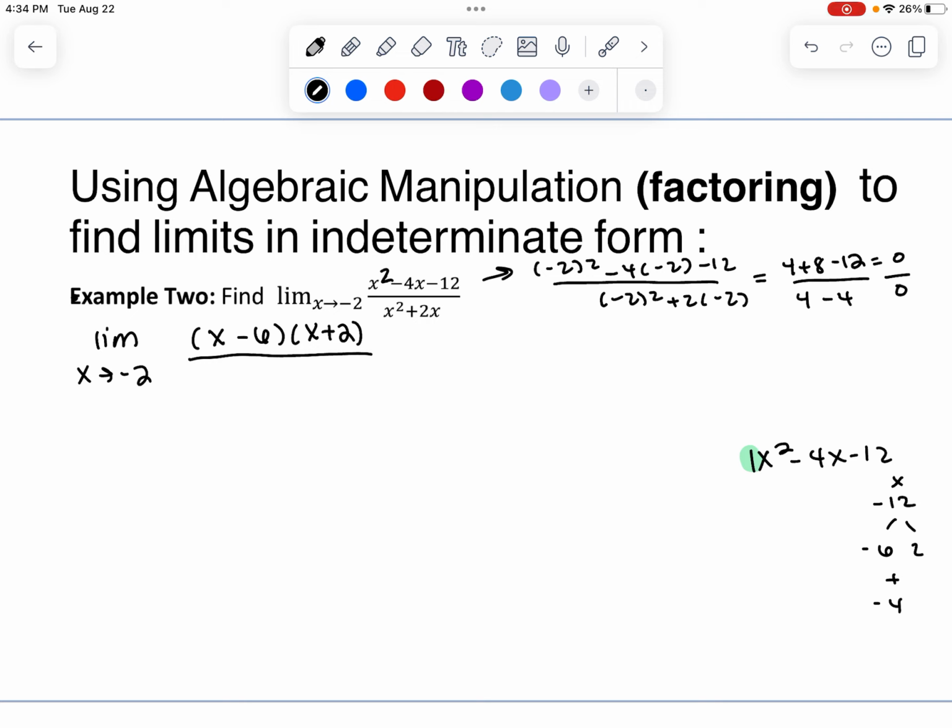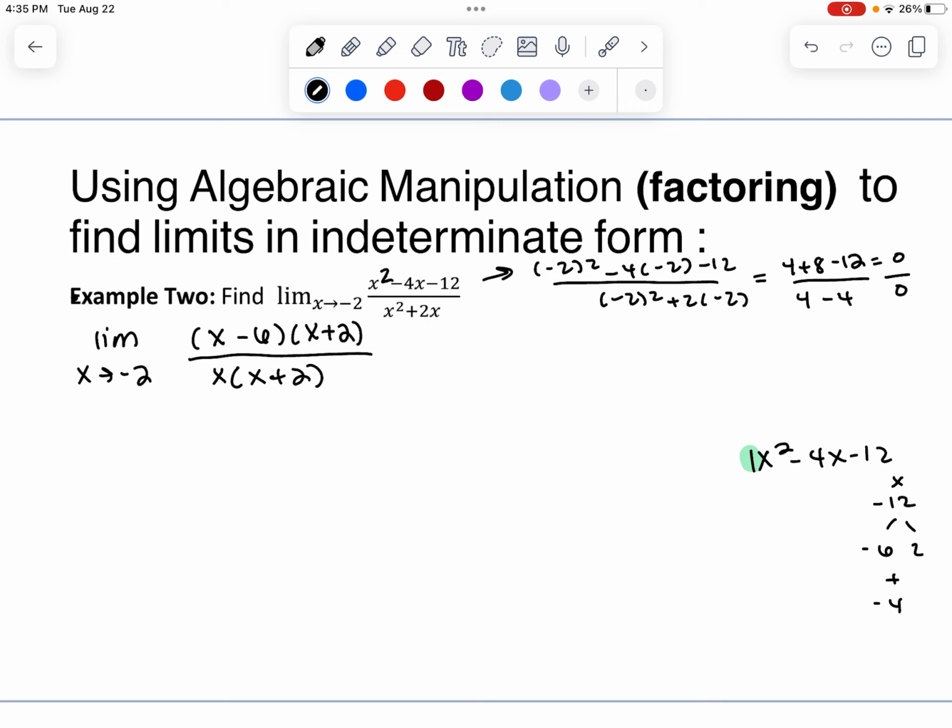The denominator is easy to factor because it has a greatest common factor. x is in x squared and 2x, so I'm just going to factor that out, and I'll be left with this. So I'll be left with the limit as x approaches -2 of the quantity x minus 6 times the quantity x plus 2, divided by x times the quantity x plus 2.